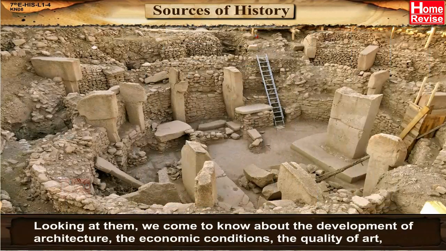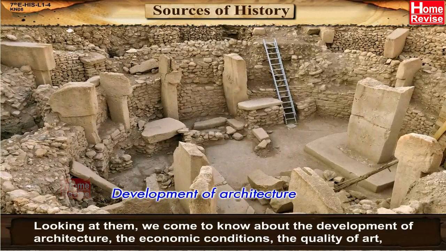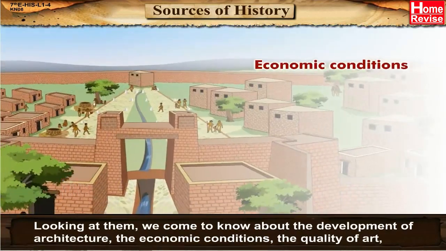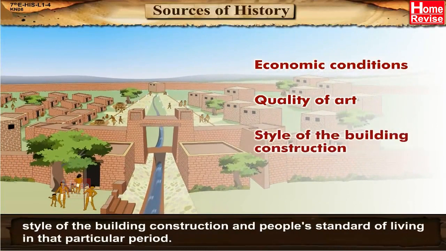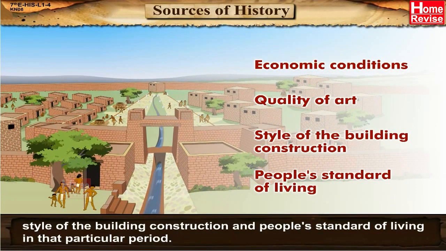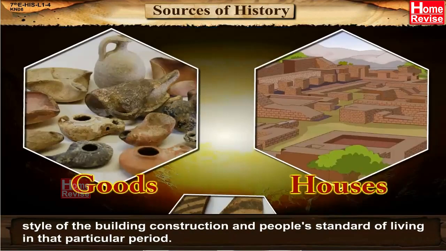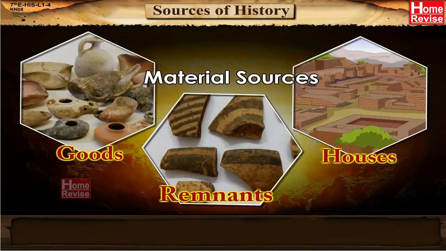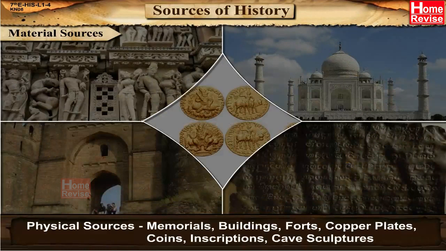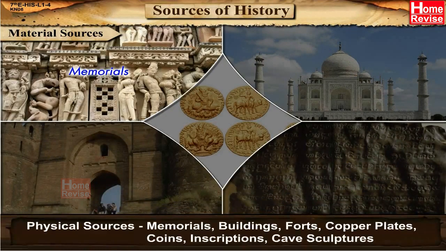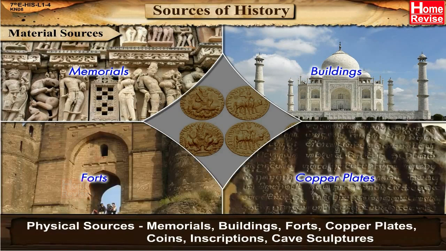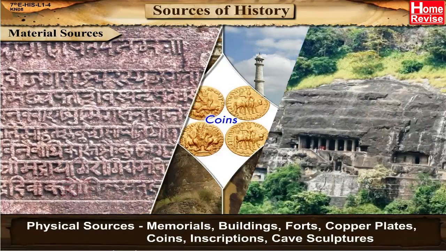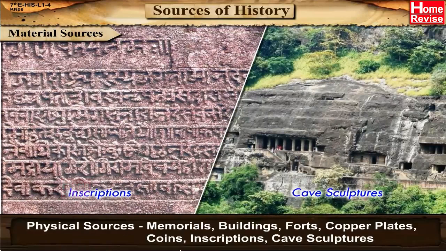Looking at them, we come to know about the development of architecture, the economic conditions, the quality of art, style of the building construction, and people's standard of living in that particular period. Material sources. Physical sources. Memorials, buildings, forts, copper plates, coins, inscriptions, cave sculptures.